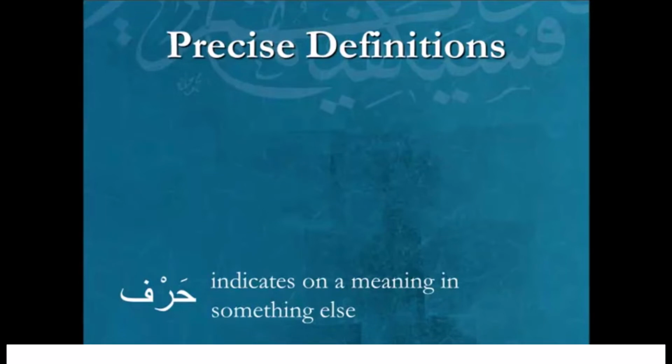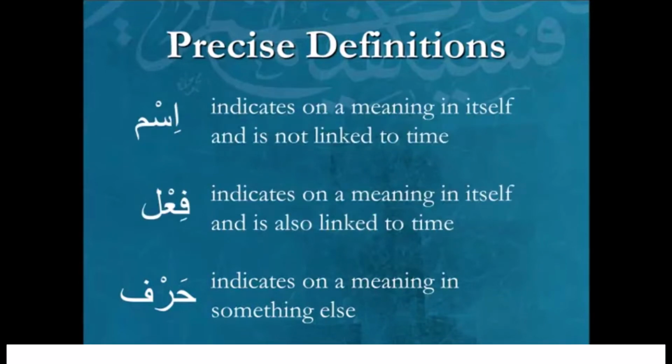The fi'l contains a tense. So here's all three of them for you. So ism is the part of speech in Arabic that indicates a meaning in itself and is not linked to time, like the word tree or the word house.